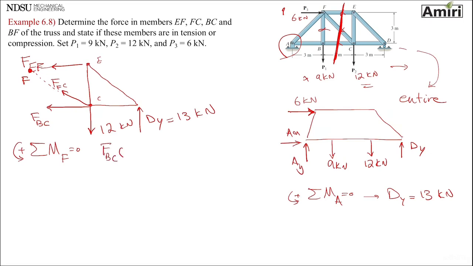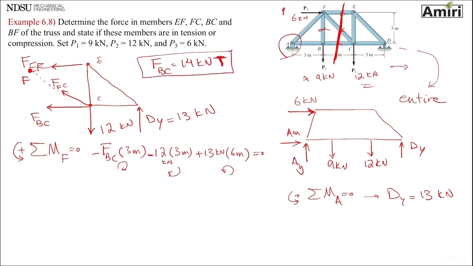FBC, the distance between point F and the line of action of BC is going to be 3 meters. It's trying to rotate clockwise, so it's negative. Another, I have 12 multiplied by 3 meters, 12 kilonewtons, 3 meters. This one is also trying to rotate this way, that's negative. And then I have a 13 kilonewton at a distance of 6 meters equals 0. This one is rotating this way, it's plus. So FBC, I'm going to write it up there, is going to be 14 kilonewtons. I got a plus, so that means it's tension.